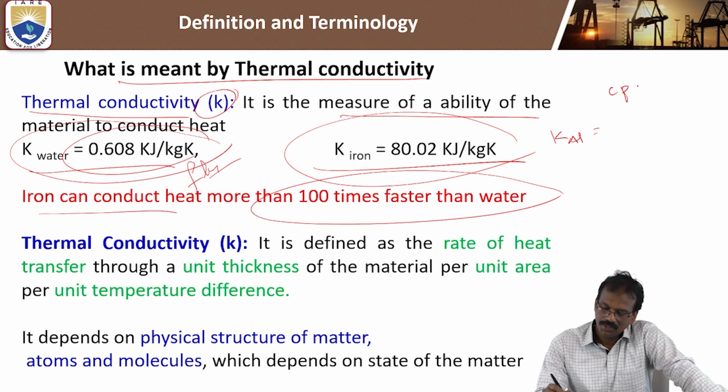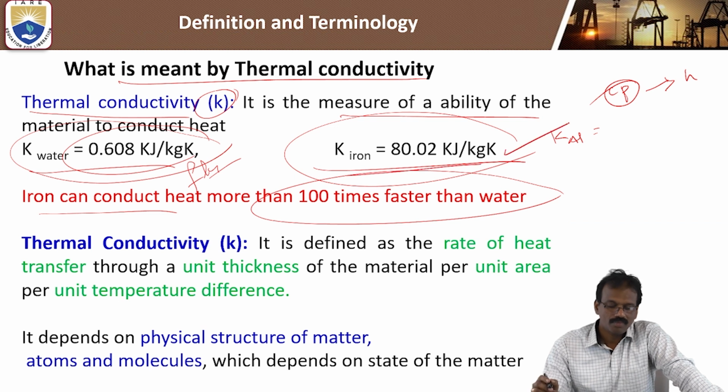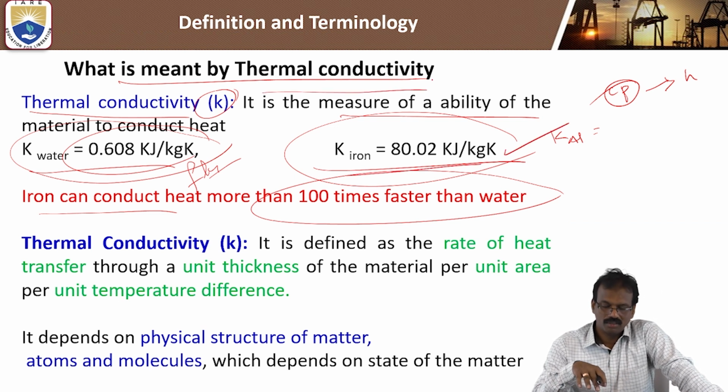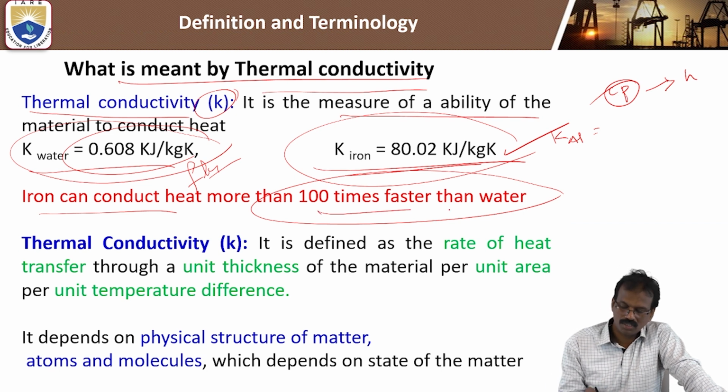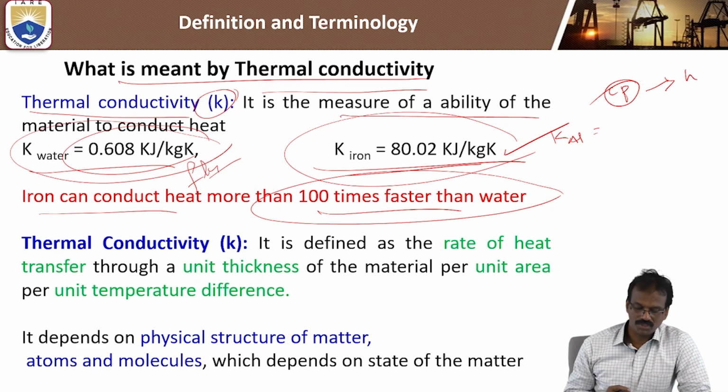In the case of Cp, specific heat, water has the highest, more specific heat compared to iron. But in the case of thermal conductivity, iron conducts 100 times faster than water. You can observe this.